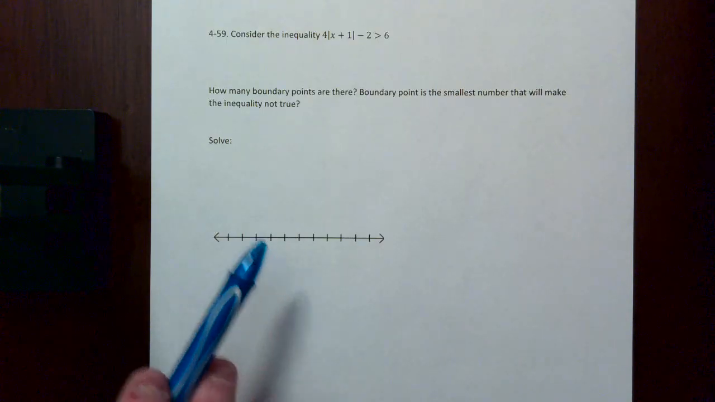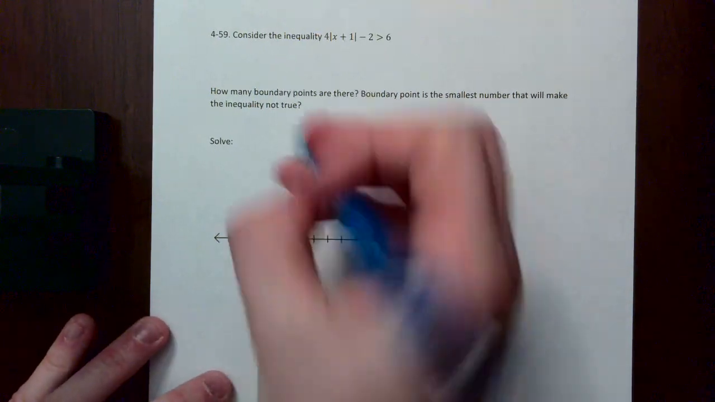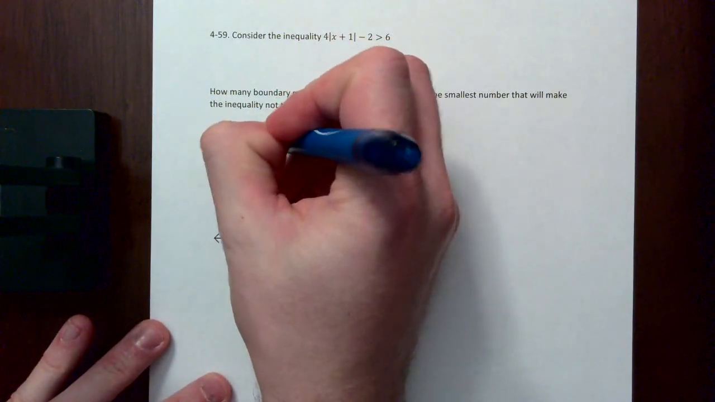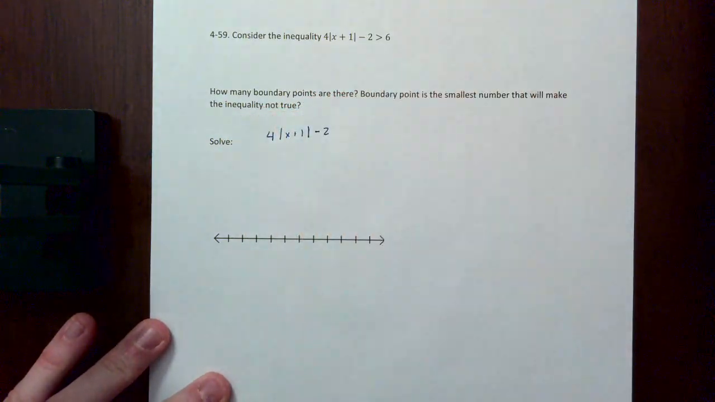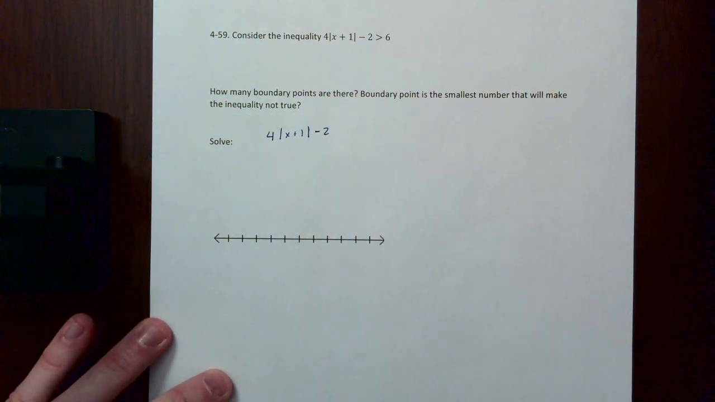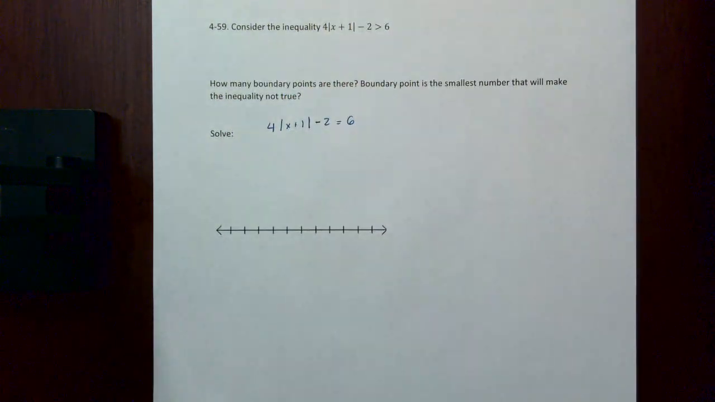So as you can see, I have a number line. I'm going to go ahead and solve. First step, solve for it like it would be a normal equation. So I'm going to write 4 times the absolute value of x plus 1, minus 2. But now, instead of writing the inequality, which is greater than 6, I'm going to get rid of it. I'm just going to ignore it for right now. I'm going to write equals 6. The reason why is because it's a lot easier to solve.